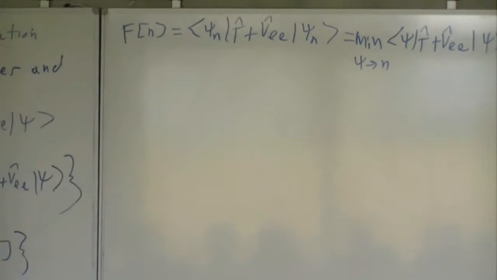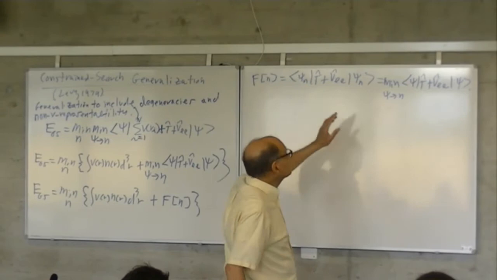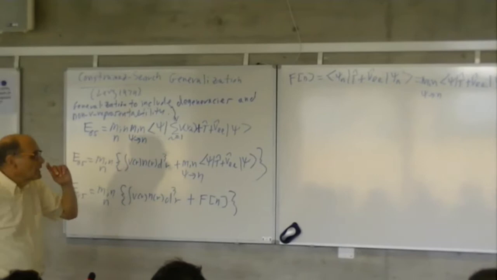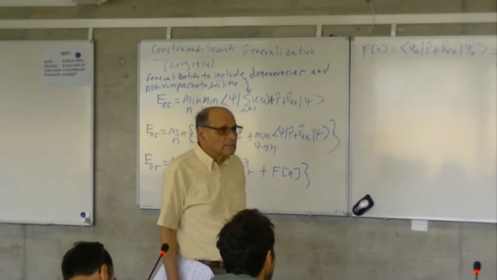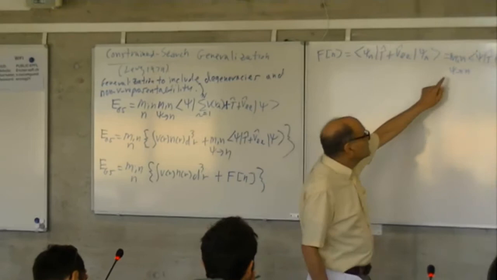Okay, so psi of n is the minimizing wave function, meaning for a given n, psi n is the wave function that yields n and minimizes this. There are an infinite number of wave functions, shown by John Harriman, that could yield a given density. And psi n is the one that gives this minimization for an arbitrary density.